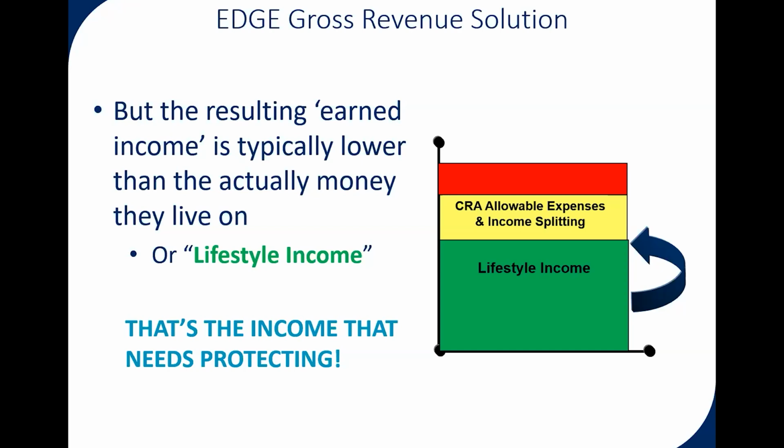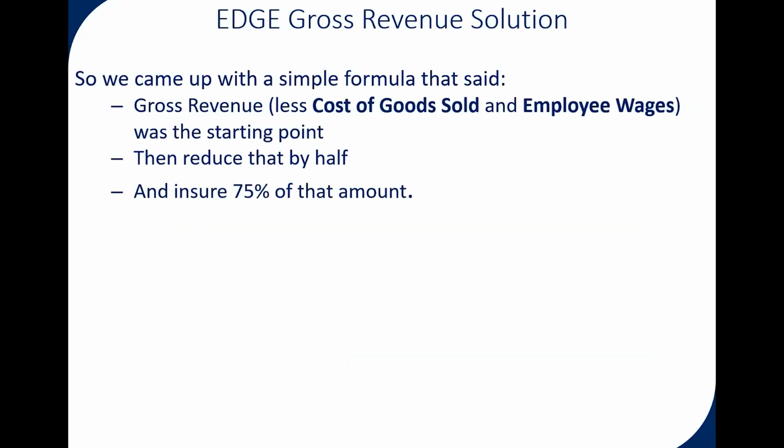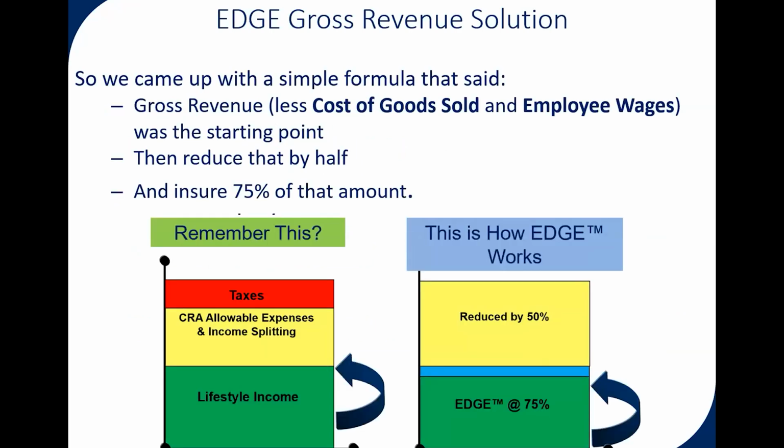So what we do at the Edge, and the system will calculate this for you, when they're self-employed, we can use their gross, and it's a simple calculation. It is their gross revenue from the company, and the only thing you take out is any cost of goods, if they have any, and any employee wages, if they have any. Because cost of goods and employee wages are not part of their lifestyle income. We're trying to get to their lifestyle income. And so we then reduce it by half. So we assume they're writing off 50% of their income, and then we insure 75% of that.